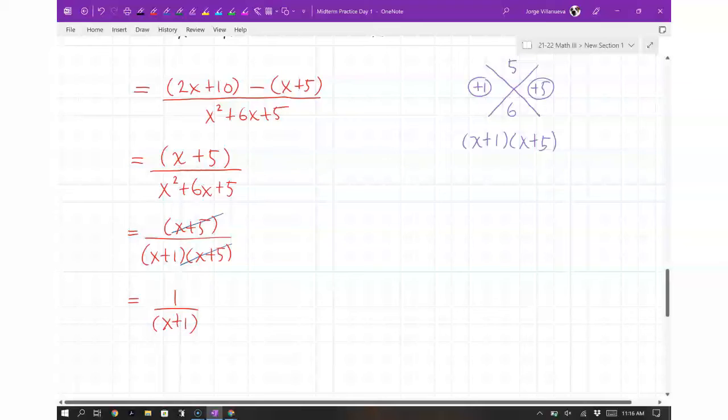Again, these are a little bit easier because of the fact that they have the same denominator.